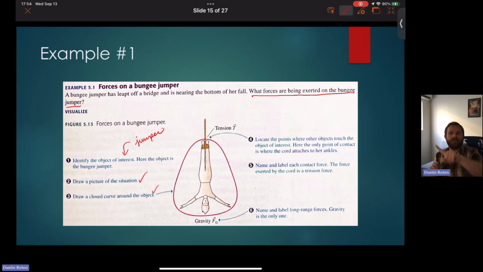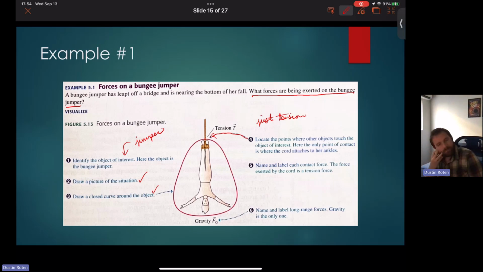tricky. So now we essentially go around the edge of this circle that we've drawn, and we locate the points where other objects are touching our object of interest. Okay, well, it turns out it's just the rope. That's the only thing outside the circle that's touching our object. For this example, it's just tension.